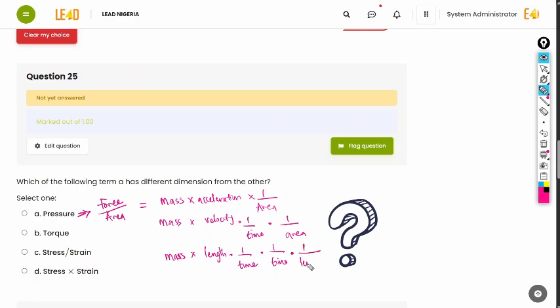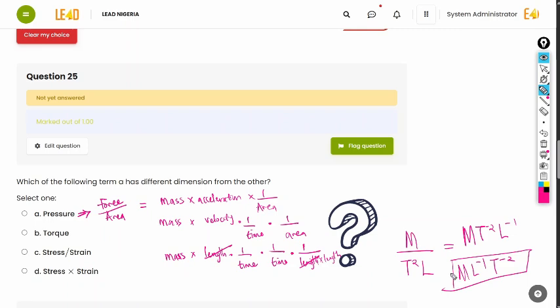So 1 over length times length, so we can cancel these out. You just end up with mass, which is M in dimensional analysis. Then time, and they are both denominators, so this will be over t squared, and length is also a denominator. So you can write this as M T^-2 L^-1, or M L^-1 T^-2. Okay, so that's that for pressure.